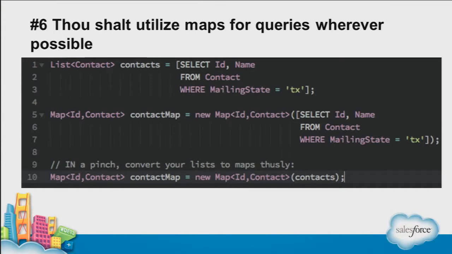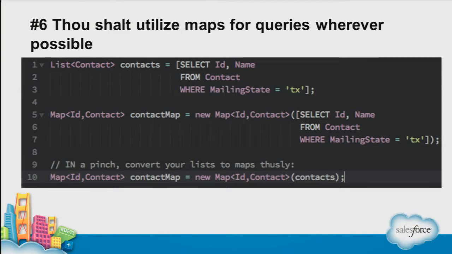Additionally, and this is my favorite parlor trick with Salesforce, if you ever are in a situation where you don't have a map, but you need one, you've got a list. Say you're refactoring code and you need that map right now. You can always create a map from a list that you've queried just by putting that list in the constructor of your map.